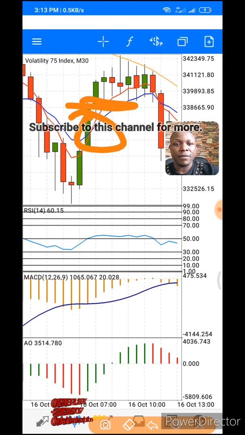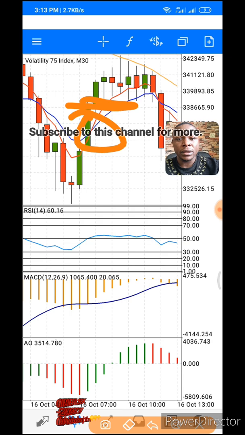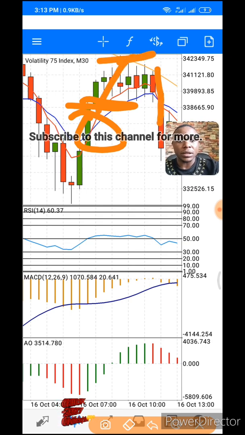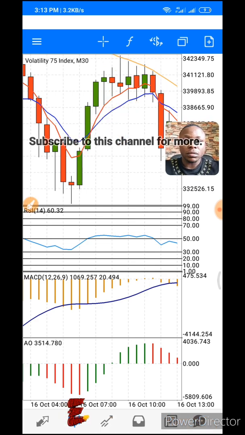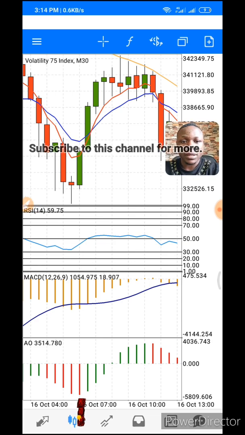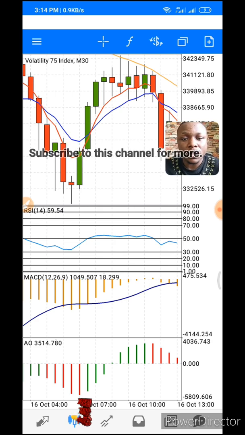This is the 30 minutes time frame. If it was for scalping, at least from here up to this level before the market changes direction, you would have taken some pips. So this method is very simple. My EMA 5 is the red line and my EMA 10 is the blue line. So it is very simple to use for scalping.